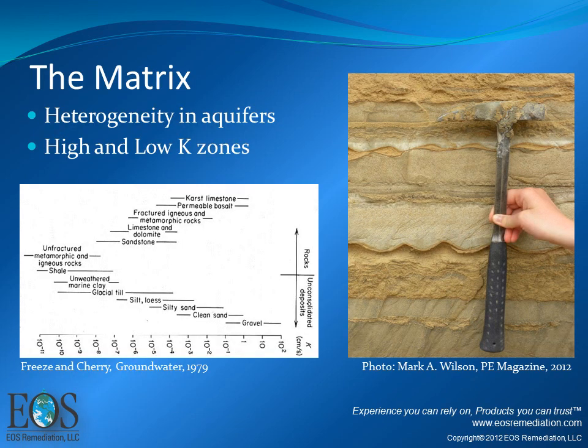The matrix is the substance in which we're working, which is the aquifer material and sediments. Heterogeneity is common in aquifers, the layering effect over time. And as you can see in this photo from PE Magazine's cover, you can have high K zones and low K zones, and they can be orders of magnitude in variance for your hydraulic conductivity. You could be all the way from a glacial till to a gravel and just have, like I said, orders of magnitude of variance in your hydraulic conductivity. So this can make sites very difficult to work with.